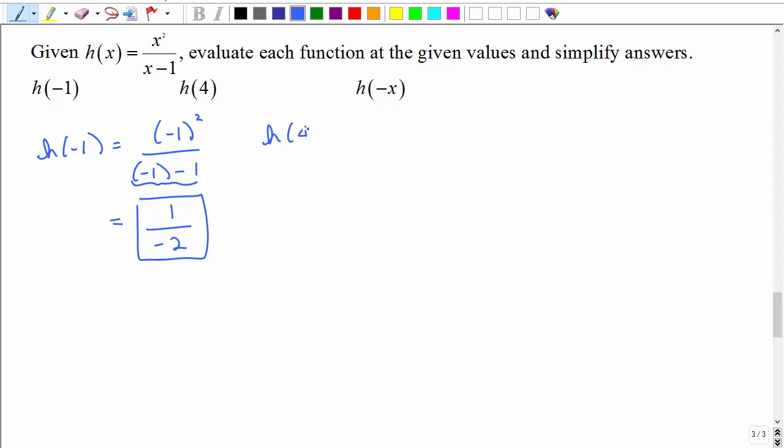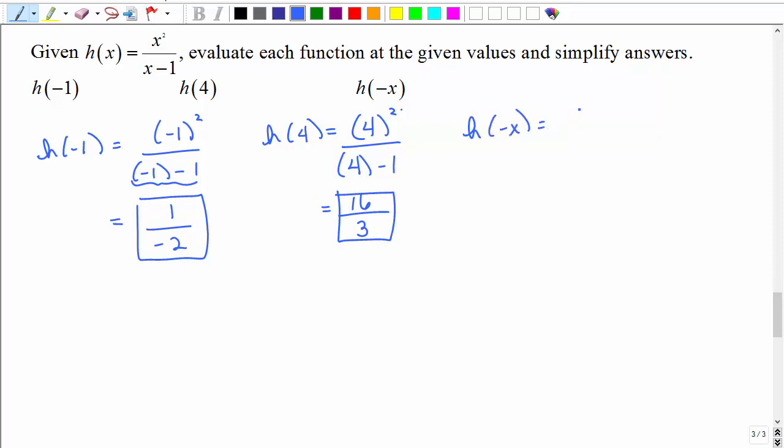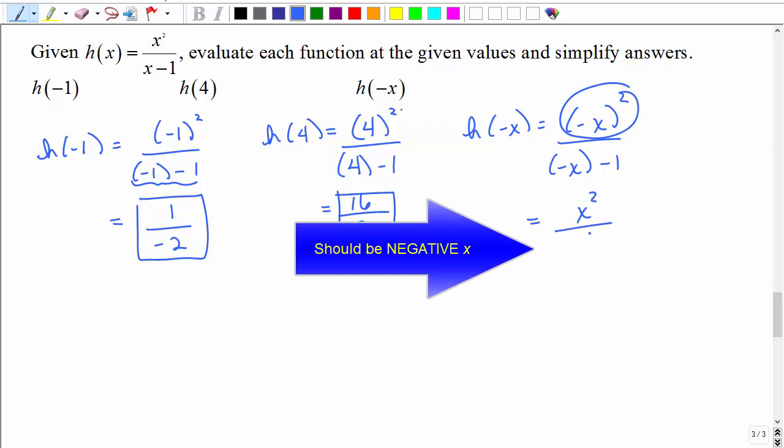Okay, h of 4 is 4 squared over 4 minus 1. I know you don't really need those parentheses on the bottom, but I just want to emphasize wherever you put an x, you're putting in that expression. If you put parentheses, in case there's exponents or something, you won't forget them. So we have 16 over 3. And then h of negative x, and this is where those parentheses are important. So this is positive x squared over x minus 1.